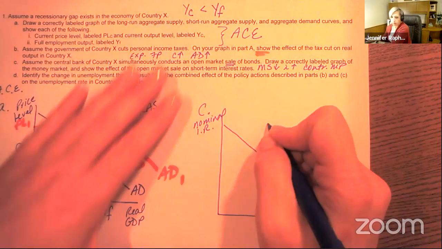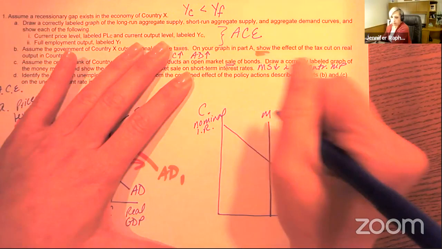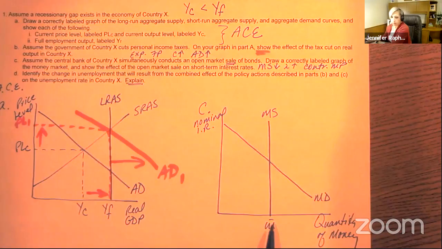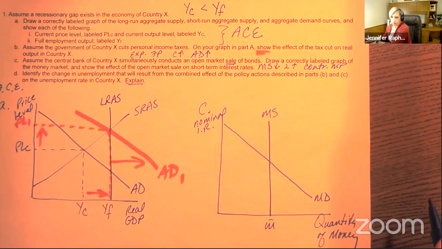Okay, you can indicate the quantity of money with a variety of symbols. It's often we use M with a little line over it. So we have a money demand curve. We have a vertical money supply curve because the money supply is set by the Fed. It's not a function of nominal interest rates. And then we can find our equilibrium initial nominal interest rate.